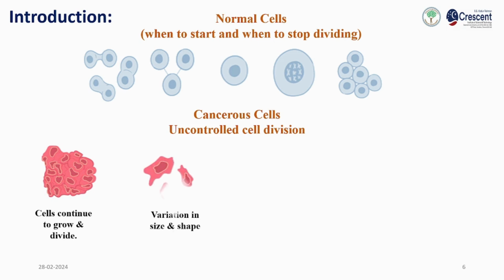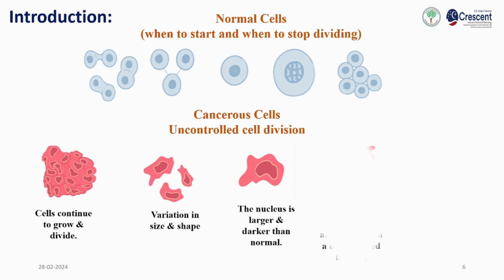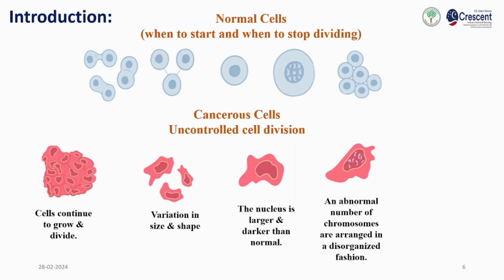you will see a variation in the size and the shape, and the nucleus will be larger and darker than the normal cell, and an abnormal number of chromosomes, basically aneuploidy, is seen, which is totally disorganized in case of the cancer cell. The cancer cell just keeps on dividing and dividing, forming clusters without any boundary, and serves no function.